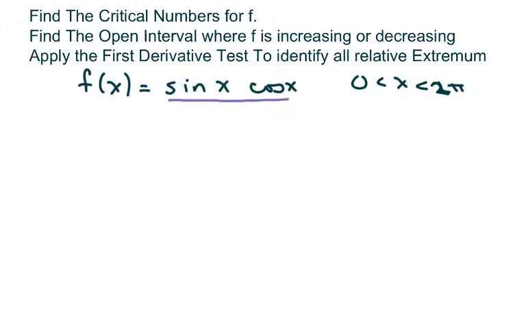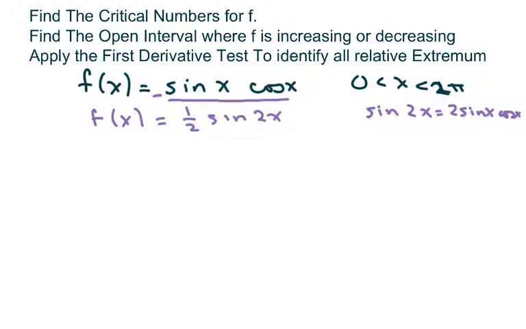As you recall, sine of 2x equals 2 sine of theta times cosine of theta. Since I don't have a 2 in front of here, I'm just going to rewrite this as 1/2 sine of 2 theta. That way, if I expanded it back, I get back to my original. And then I'm going to go ahead and take the derivative of this.